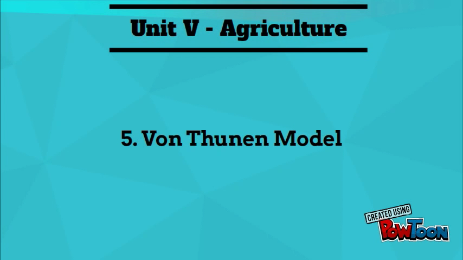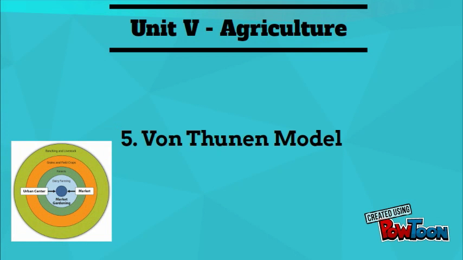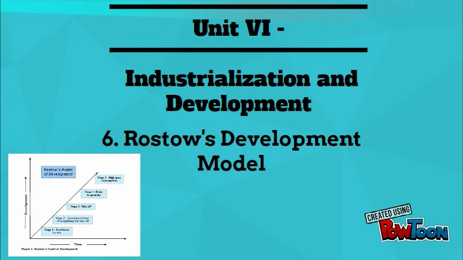In Unit 5, the most important piece is knowing the von Thunen model, which is a model that describes the placement of agriculture outside of cities. In our sixth unit, the most important piece is knowing Rostow's development model, which describes how states improve over time.